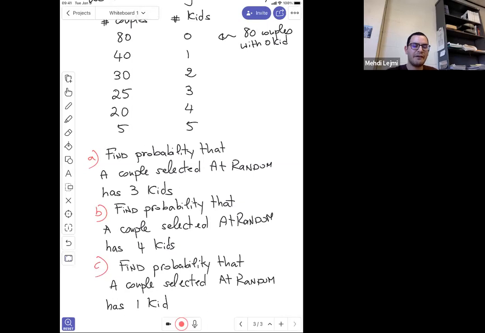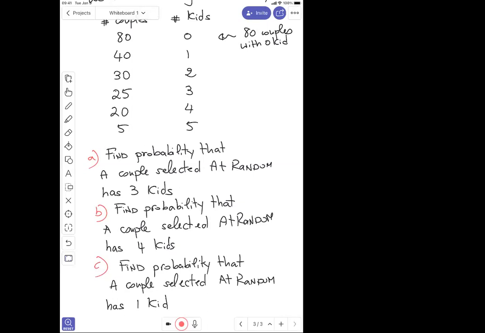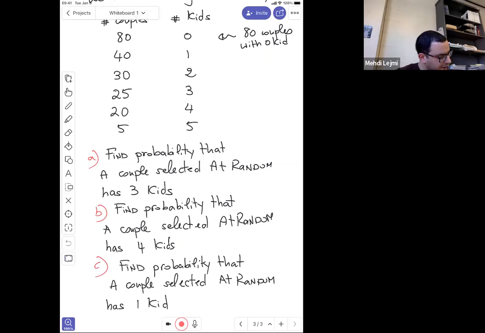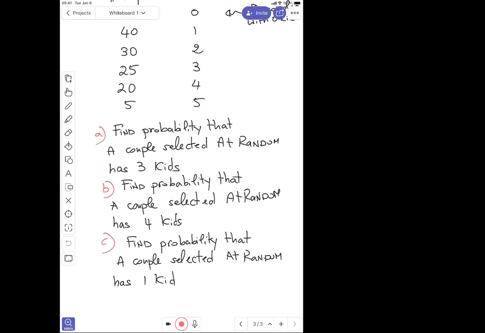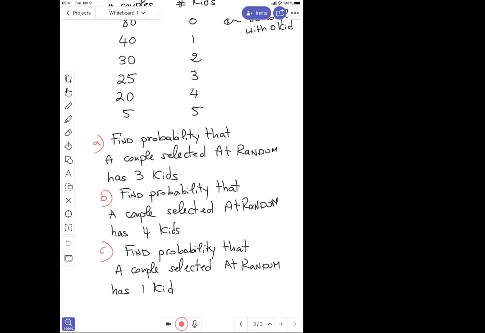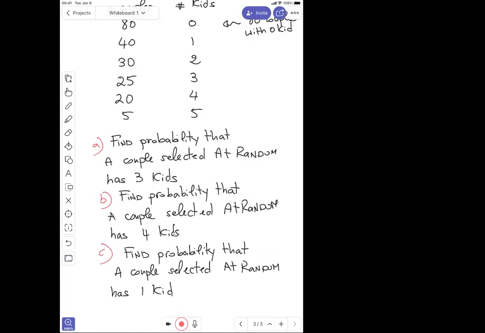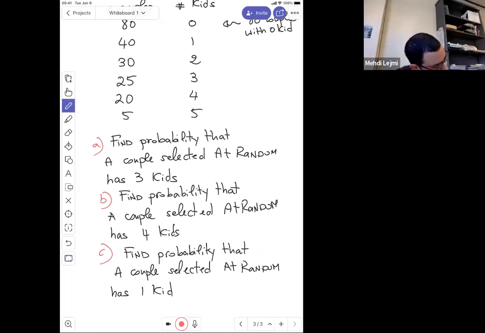So, frequency of the event. So you count how many. Professor, how many kids for C? Couple selected at random. Oh, sorry, one kid for C. Oh, one kid. All right, thank you. Sorry, it's one.